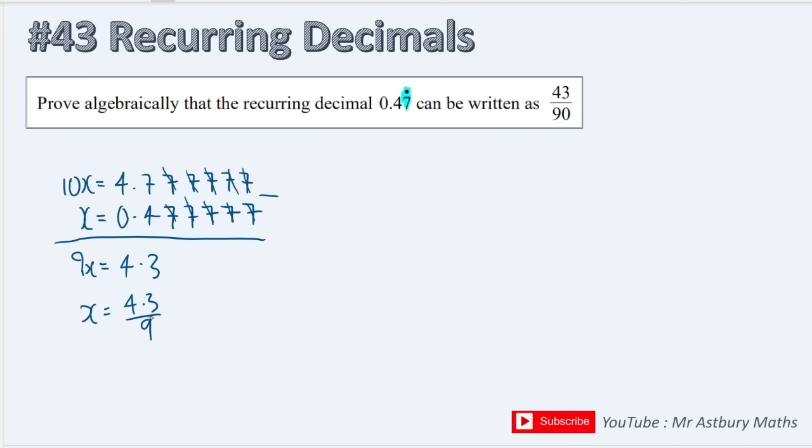Now, we don't like having a decimal point in a fraction, so what I'm going to do is times the top and bottom by 10, and that's going to give me 43 over 90.